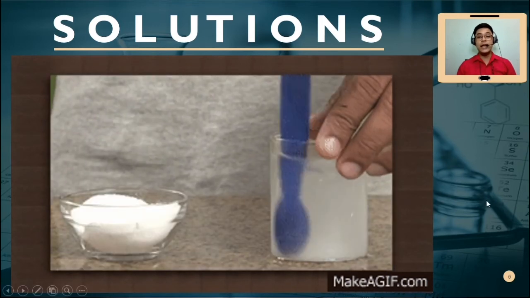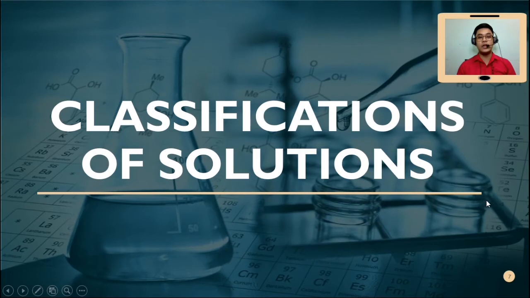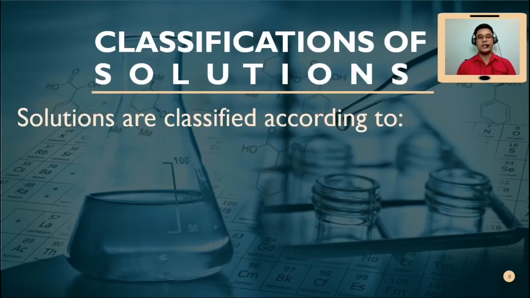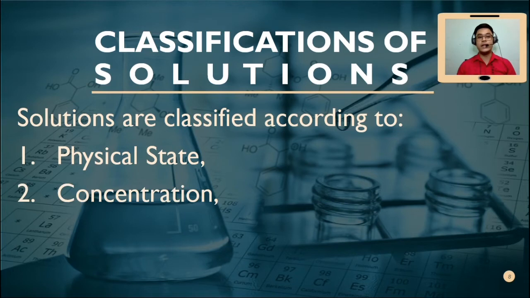And to proceed, let us have now the different classifications of solutions. What are the different classifications of solutions? Solutions are classified according to the following. First, physical state. Second, concentration. And third is saturation. Under these classifications, there are what we call types of solutions according to physical state, concentration, and saturation. Let us see what are the different types of solutions under these classifications.